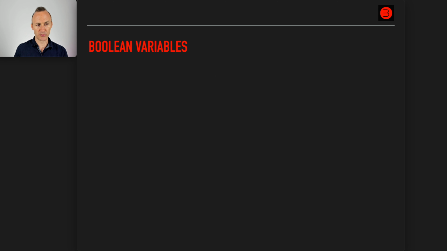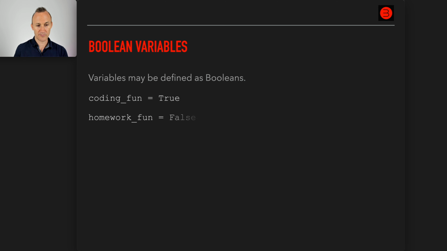So let's take a look at Boolean variables. Variables may be defined as Booleans. So for instance, coding fun is a variable, and we are assigning it the value of true. That is a type of Boolean. Homework fun is false, which is, again, another variable that is assigned a Boolean.